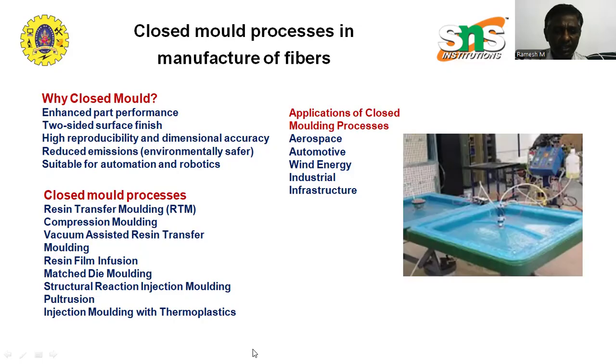Finally, one more molding is there: matched die molding. Here the steps are: we lay the preform in the lower die, close the upper die, and apply pressure. Then heat cures the resin, that is the thermoset resin, and the part is demolded. The advantages are fast cycle time, high quality surface, and higher part geometry precision. Applications are mass produced structural parts, seating systems, and aerospace brackets.